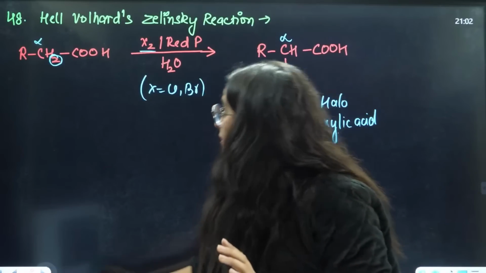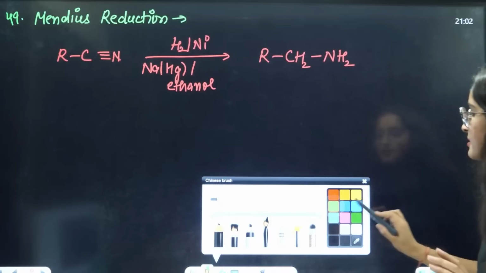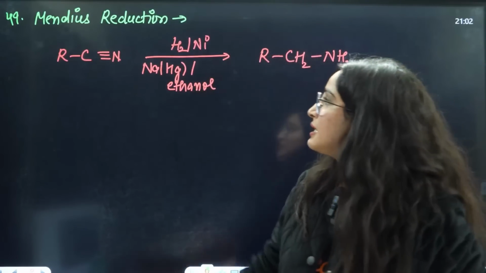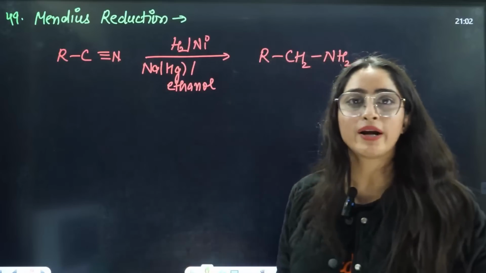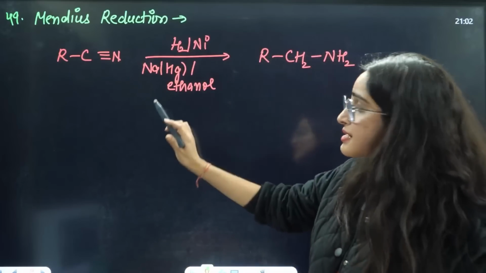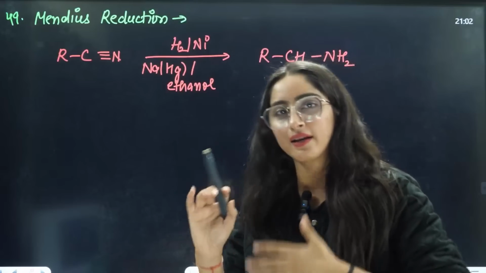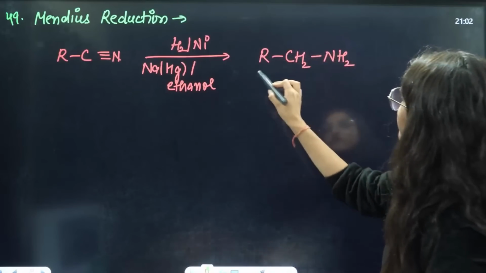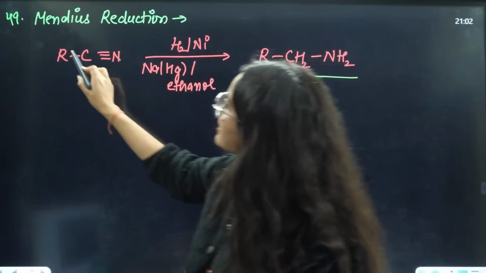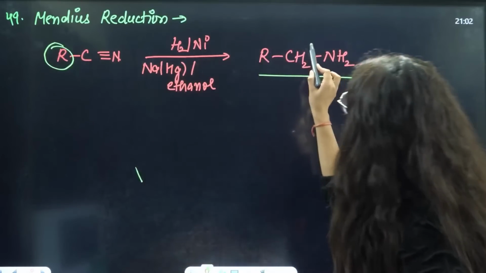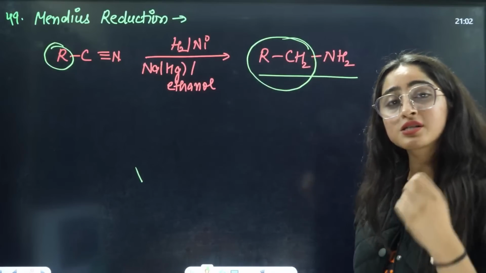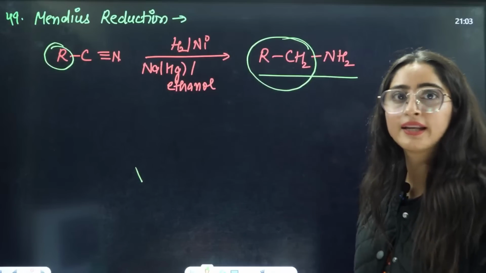Okay. Next, Mendius reduction. What is Mendius reduction? You have RC triple bond N, right? This is actually an increment, that is an ascending carbon reaction. You will have the formation of amine here, but here the alkyl chain was R, and now the alkyl chain is R plus one more carbon, right? So that is what is called ascending in nature, right?